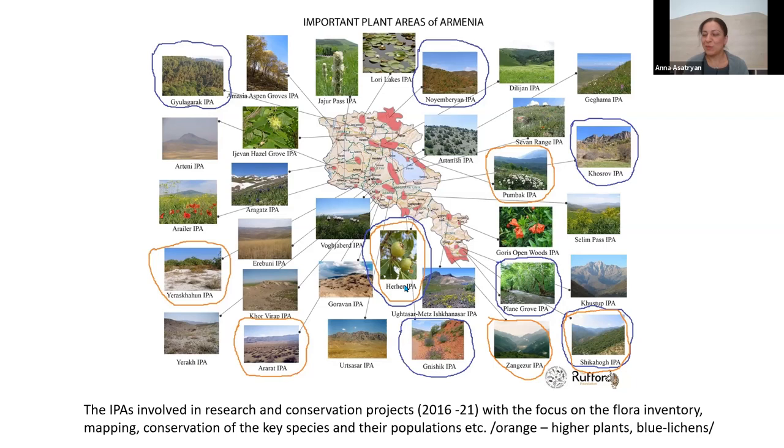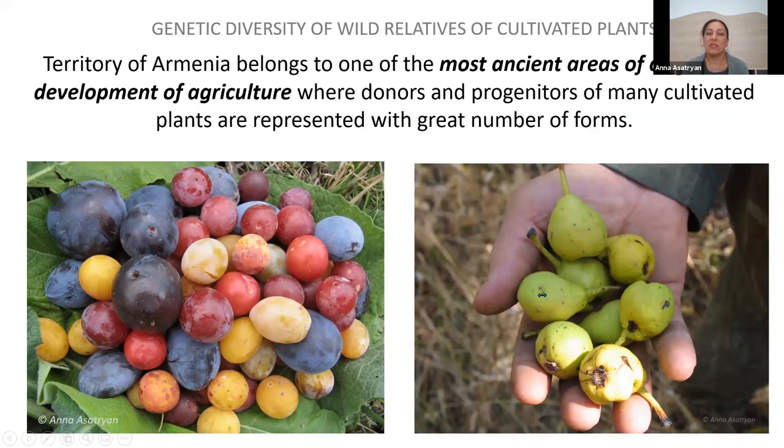I want to talk today a bit more about crop wild relatives, particularly wild pears. So I have to mention that the territory of Armenia belongs to one of the most ancient areas of development of agriculture and domestication of plants. So till today, we have a huge number of crop wild relatives represented in huge genetic diversity in Armenia.